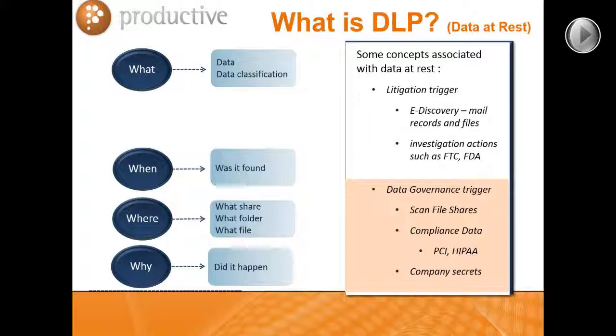Global Velocity expands on that concept of scanning data at rest, where we're really a data governance trigger, where we scan file shares looking to make sure you are not at risk for compliance data being exposed improperly in your environment or in your company. And also that company trade secrets and intellectual property is not on a public file share, that it's appropriately protected inside your company's file share.